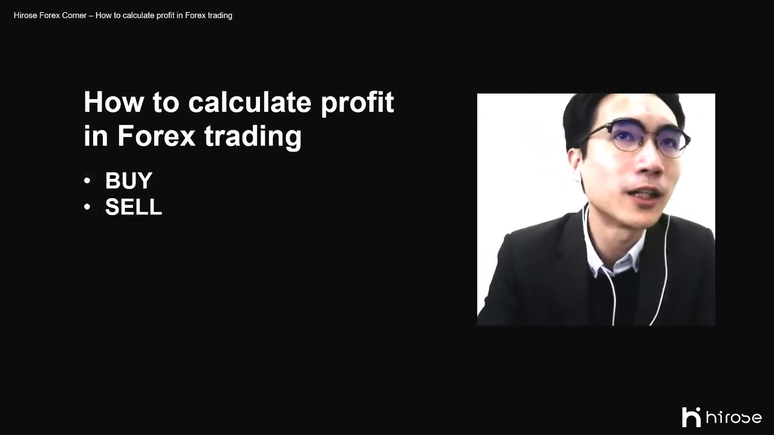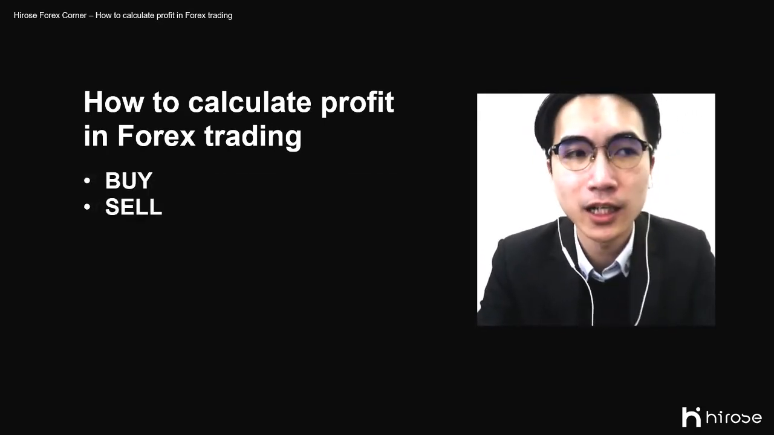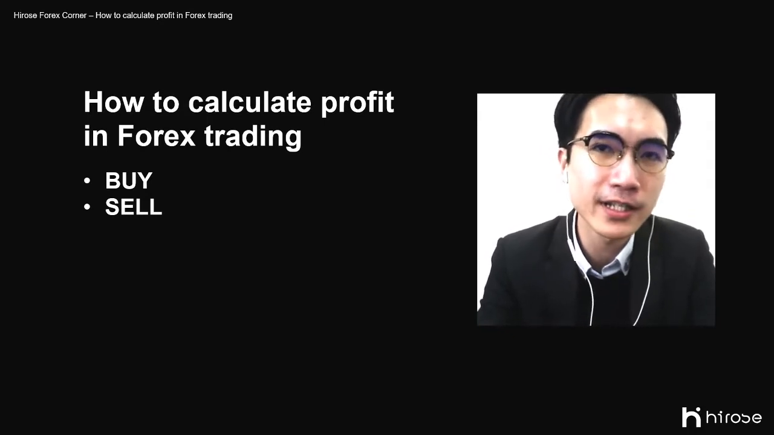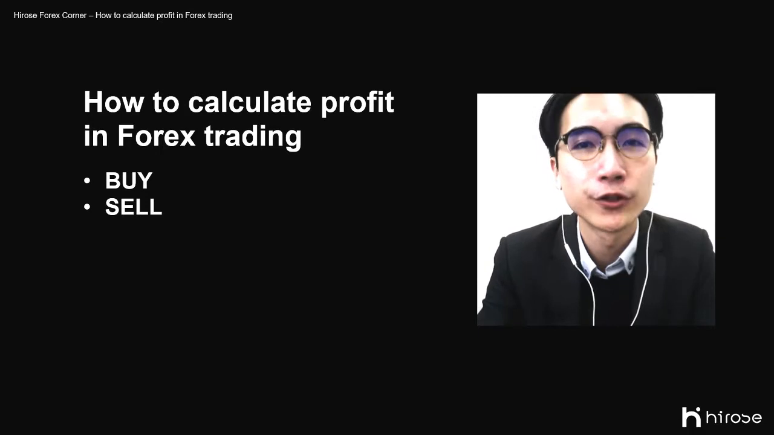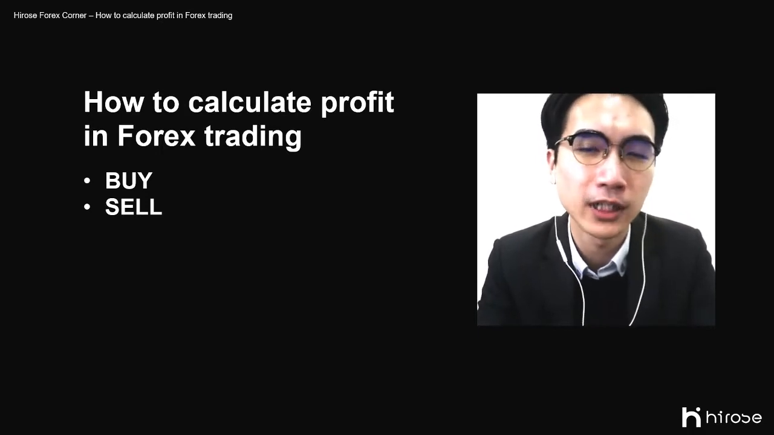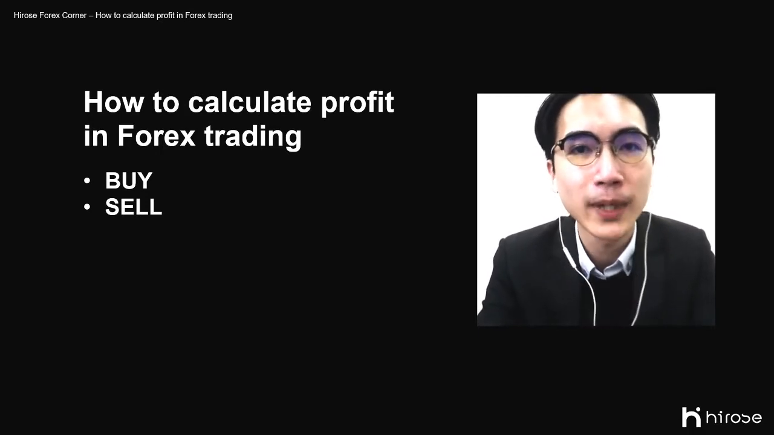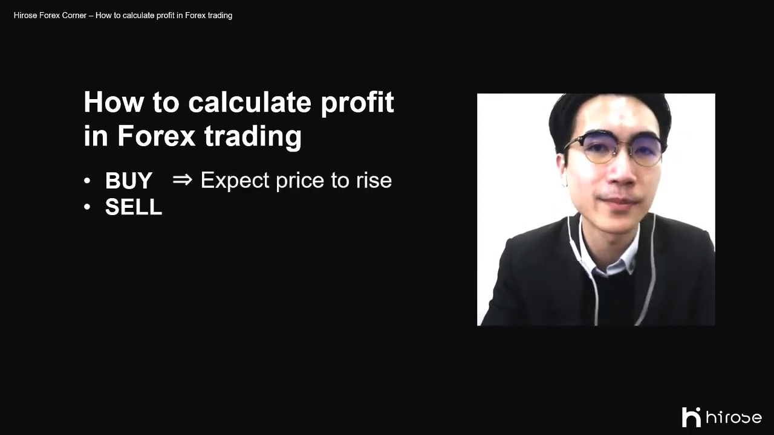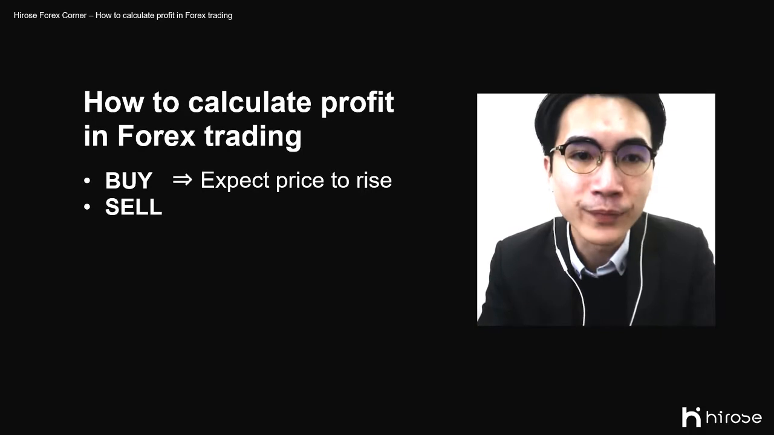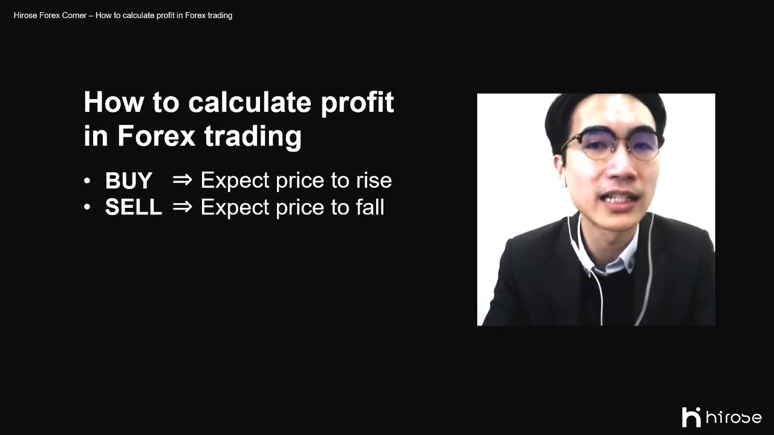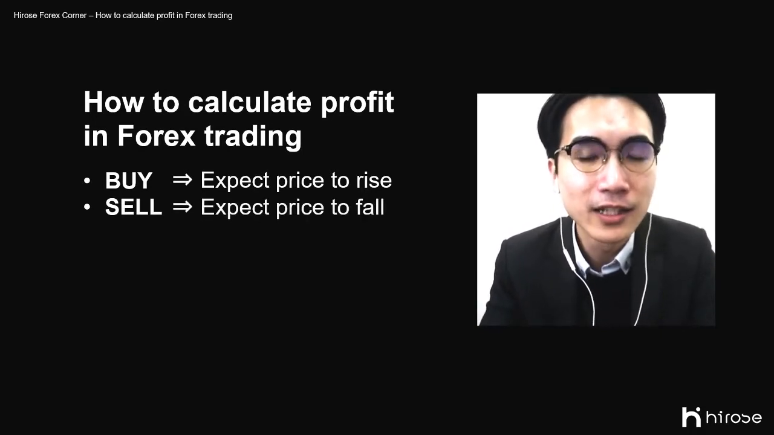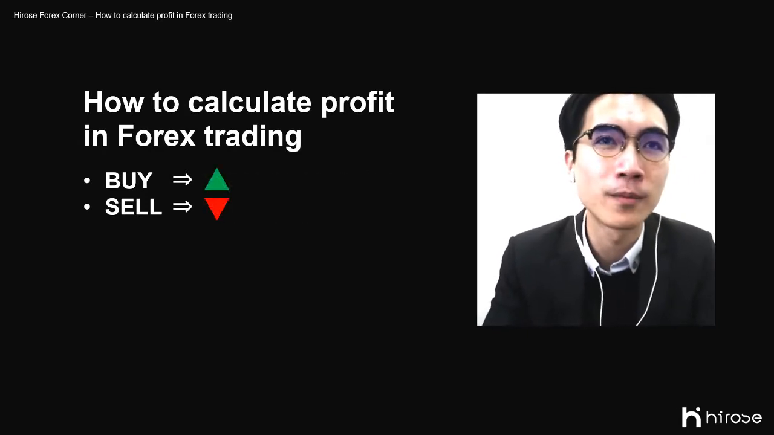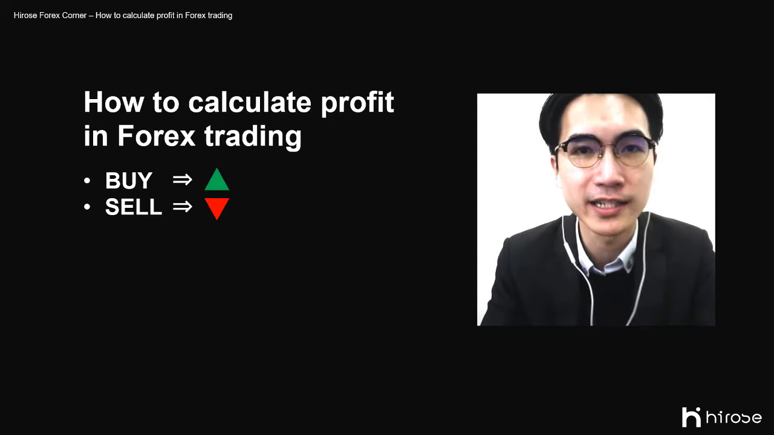Okay, in Forex trading, I just need you to remember two basic things. The first is that there are two terms that are used often in Forex trading, which is buy and sell. So buy simply means that you are expecting the price to go up, and sell means that you are expecting the price to go down. That's really similar to binary option trading. It's just that the term we use here in Forex trading is slightly different.